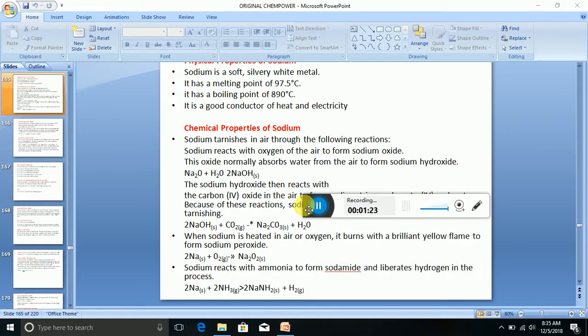Also, one of the chemical properties of sodium is that sodium reacts with ammonia to form sodamide and liberates hydrogen in the process.